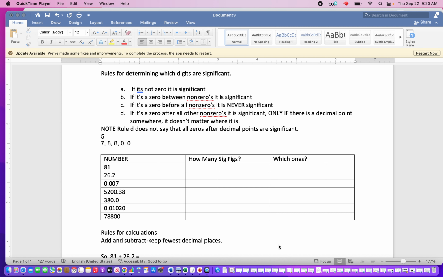So if you've got some digits and you're trying to see if they're significant or not, here are the rules. If it's not zero, you should count it. If it's a zero between numbers that are not zero, you should count it. If it's a zero before all other non-zeros, you should never count it. And if it's a zero after other non-zeros, you should count it only if there's a decimal point somewhere. Doesn't matter where. And notice that rule D does not say that all zeros after the decimal point are significant.